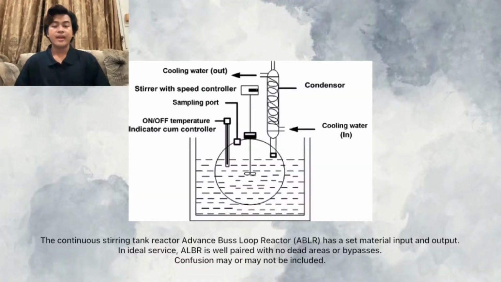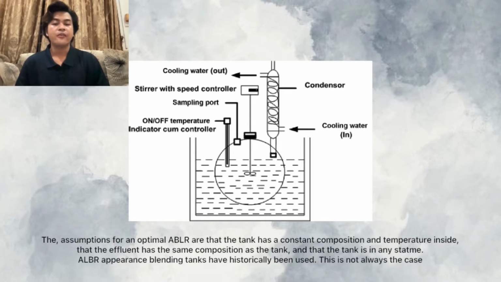A continuous stirred tank reactor, the Advanced Buss Loop Reactor (ABLR), has a set material input and output. In ideal service, the ABLR is well mixed with no dead areas or bypass. Confusion may or may not be included. The assumptions for an ideal ABLR are that the tank has a constant volume, composition, and temperature inside, that the effluent has the same composition as the tank, and that the tank is at steady state.